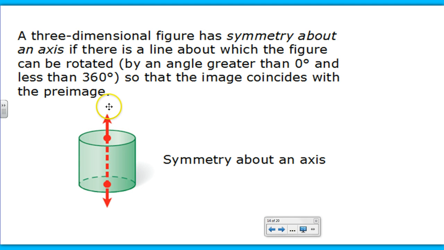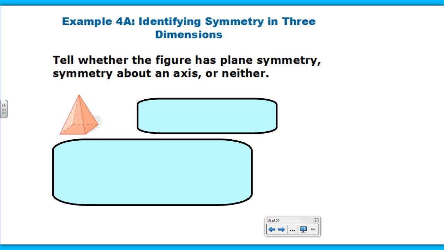So a three-dimensional figure could also have a symmetry about an axis. An axis is a line, right? If there is a line about which the figure could be rotated by an angle between 0 degrees and 360 degrees, so that the image coincides with the pre-image. So a cylinder, a perfect cylinder, has a symmetry about an axis, doesn't it? Tell whether the figure has plane symmetry, symmetry about an axis, or neither.